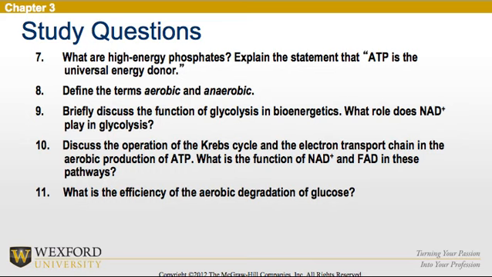8. Define the terms aerobic and anaerobic. 9. Briefly discuss the function of glycolysis in bioenergetics. What role does NAD+ play in glycolysis? 10. Discuss the operation of the Krebs cycle and the electron transport chain in the aerobic production of ATP. What is the function of NAD+ and FAD in these pathways? And 11. What is the efficiency of the aerobic degradation of glucose?